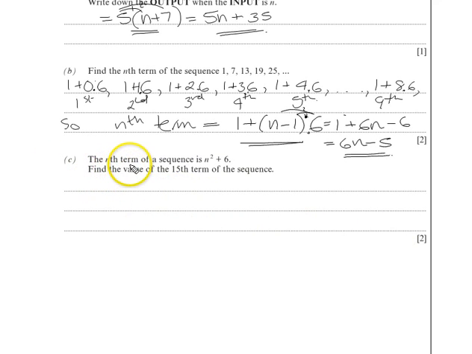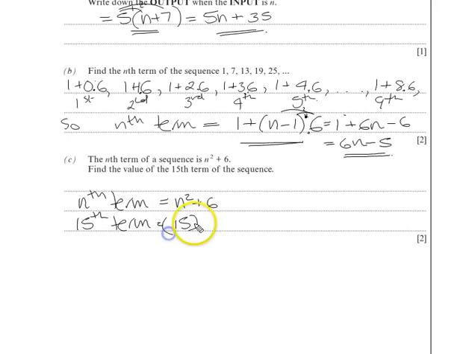The nth term of a sequence is n squared plus 6. So let's just write that down. Nth term equals n squared plus 6. Okay. Find the value of the 15th term of the sequence. So in place of n, the 15th term, n has the value 15, agreed? So wherever I see an n in this expression, I replace it by its value. So I'll put a little bracket around the value that we're putting in and just write exactly the same thing. So it'll be n squared plus 6.